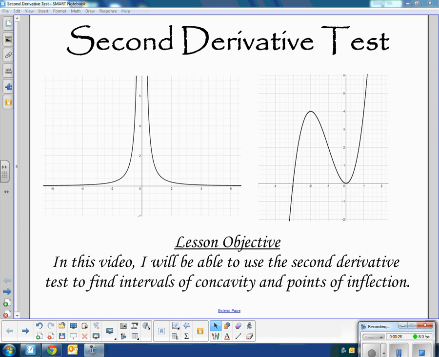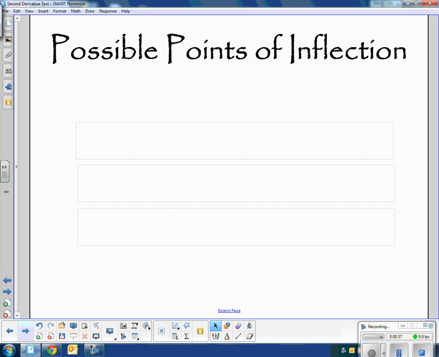So by the end of this video, we'll be able to understand what intervals of concavity and points of inflection are, and we'll be able to use the second derivative test to find those intervals and points. So first, let's discuss points of inflection, or what I first start by calling possible points of inflection. Just like in the first derivative test, we had critical numbers, and critical numbers could turn into relative extrema if what's around it changed. Possible points of inflection are the same way. Possible points of inflection can become points of inflection if what's around it changes.